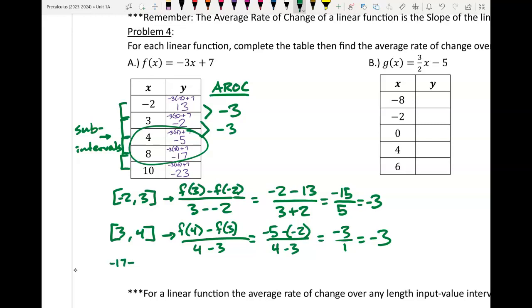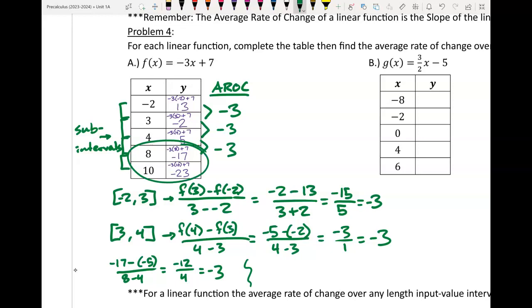Negative 17 minus negative 5 over 8 minus 4. So that should be negative 12 over 4, which is negative 3. So those two are also negative 3. And then our last one is these 2 points. We would have negative 23 minus negative 17 over 10 minus 8. And that should give us negative 6 divided by 2, which is also negative 3.